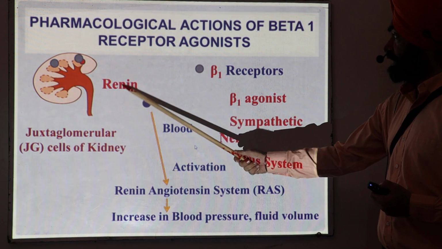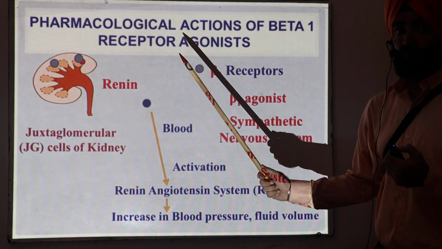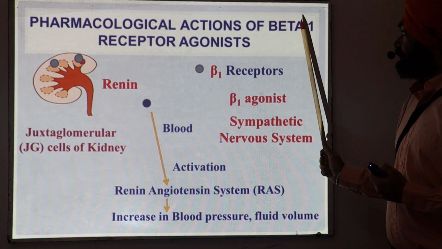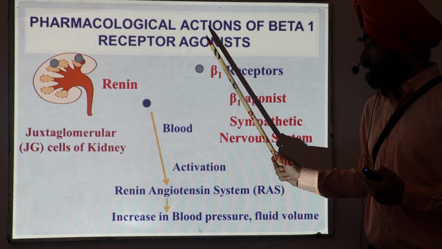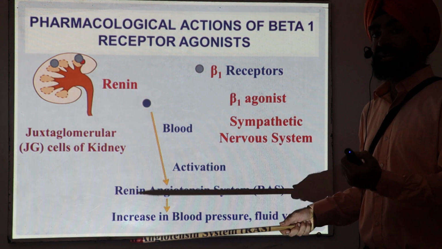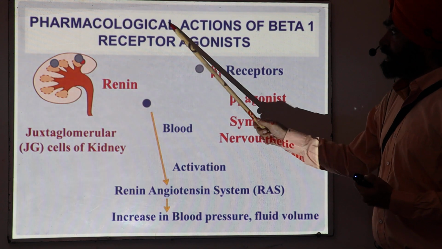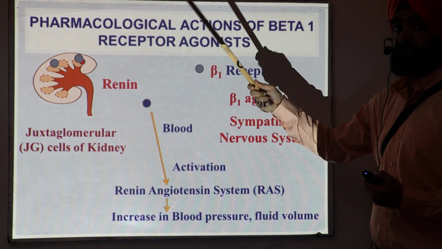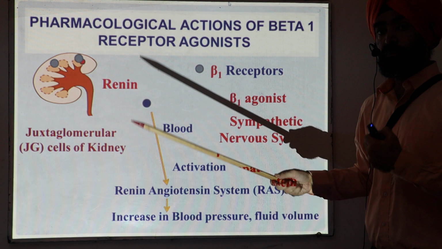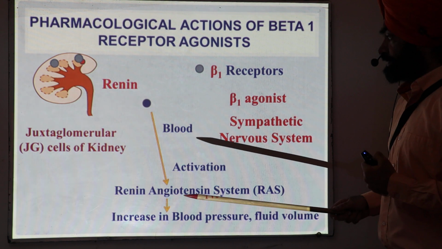Okay, so this is the thing with the beta 1 receptor agonist. But clinically, we are not using beta 1 agonists for this purpose. We use beta 1 receptor blockers. We will discuss that later on. Okay, so this is the pharmacological action. I will not discuss the use because the use is of the blockers, not of the agonist.